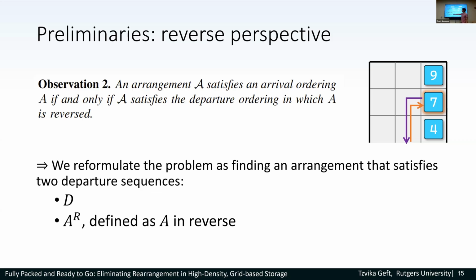So we need to satisfy the original one. They need to go out in the order that's given in the problem, but we also need to be able to bring them in according to an arrival sequence, right? But that's the same as taking them out in the reverse order of that arrival sequence. It's equivalent, right? You can always reverse all the actions. That's kind of the idea here.